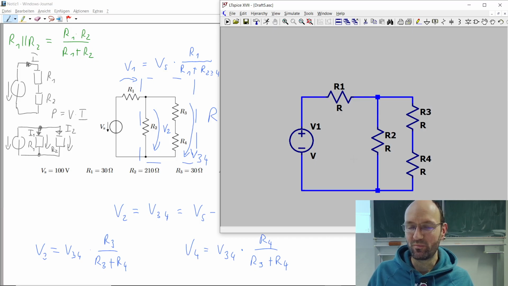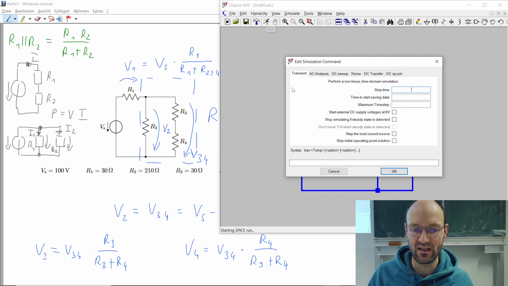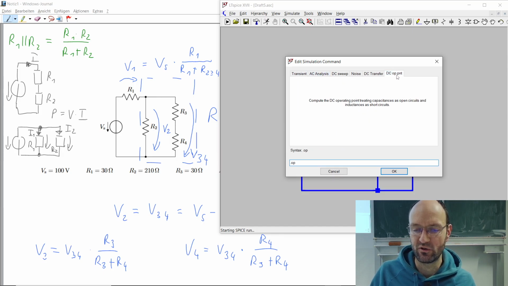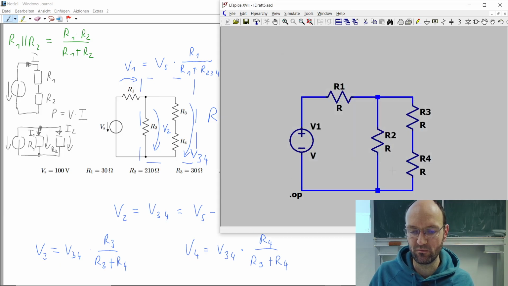So what would be the next step? Ground and so on. I will omit the ground symbol for a second, but of course, if we want to simulate, we need to select what type of simulation we want to do, and we want to do the last thing here, which is a DC operating point. We don't want to do transient analysis in time domain and no AC analysis with complex phases. We just want to calculate a DC operating point.